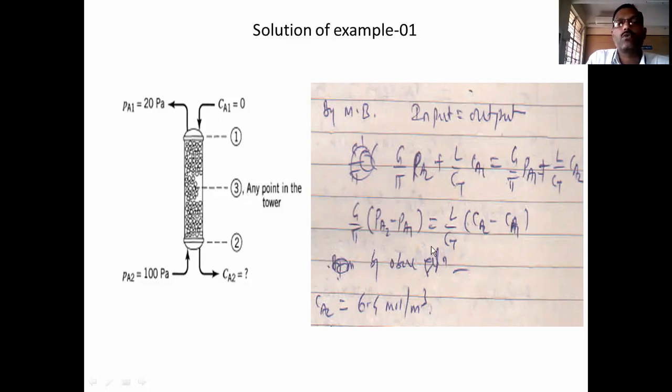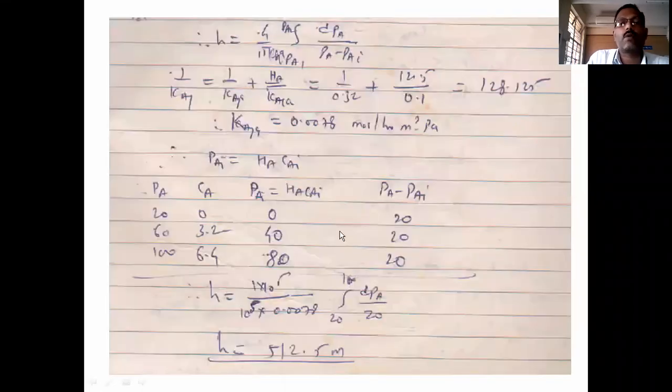We calculate using this material balance: J upon pi into PA3 minus PA1 is equal to L upon CT into CA3 minus CA1. So CA3 we calculate. PA1, you know, is 20. CA1, you know, is 0. PA3 is 60, and so the corresponding CA3 we calculate, we get 3.2. So 3.2 multiplied by 12.5, we get PI is 40.